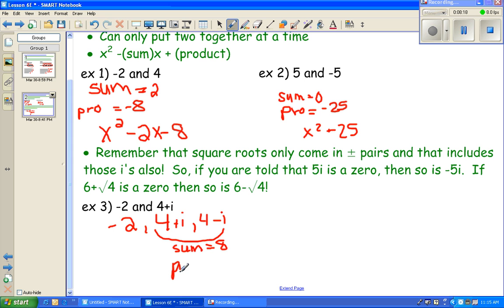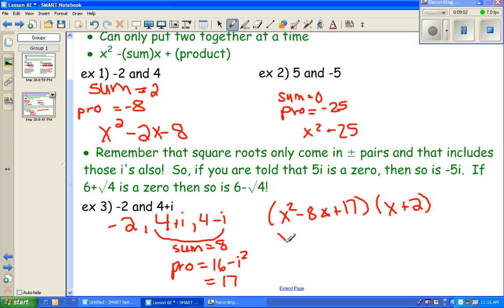My product here is going to be 16 minus 4i plus 4i minus i squared. And we just got finished working with the i's. We know i squared is the same thing as -1. So my product here is going to be 17. So remember, I could only work with 2 at a time. So these two result in the polynomial x squared minus 8x plus 17. And this other 0 over here would be x plus 2.